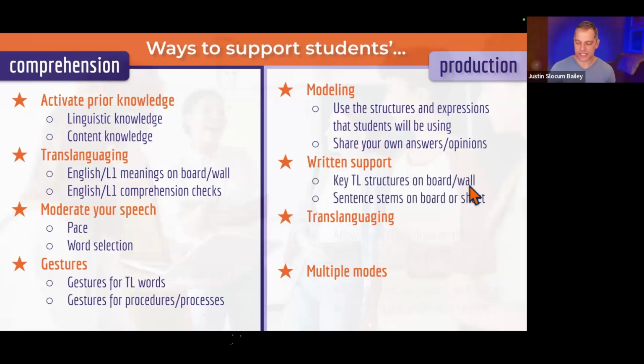Related, there are ways I can provide written support, with things like a word wall, or maybe sentence stems that have the beginnings of the answers that students use. If I say, do you prefer, I don't know, reading or watching TV, I could have some sentence stems in the target language to say, prefiero such and such porque such and such. I prefer this because of this. So that kind of written support.